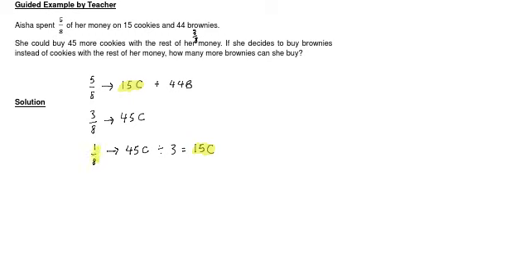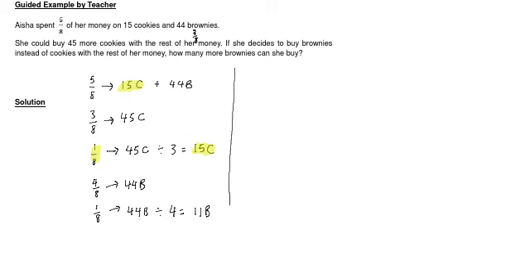So we can conclude that 4/8 of her money will actually give her 44 brownies, right? Okay. Why? How can I make this conclusion? Because 15 cookies plus 44 brownies give you 5/8. 4/8 plus 1/8 give you 5/8. Okay. So now that means 1/8 will actually give you 44 brownies divided by 4. This will give me 11 brownies. 1/8 will give me 11 brownies.